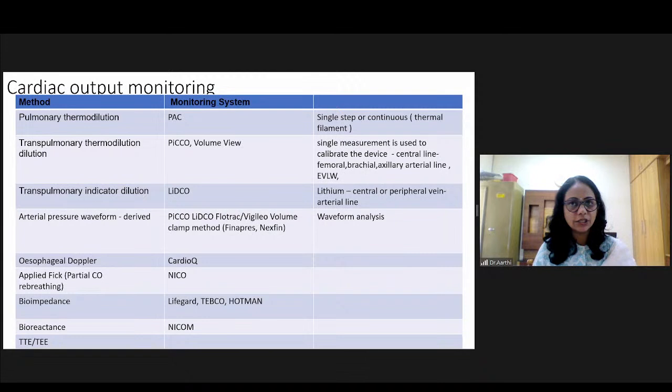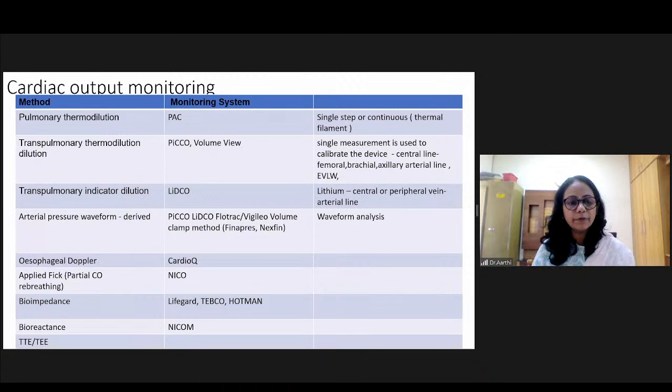And there are other monitors where we assess the cardiac output through arterial pressure waveforms. The LiDCO device, FloTrac and Vigileo use these algorithms. There are different waveform algorithms which are computed and analyze the area under the arterial line curve, and just give the stroke volume and hence the cardiac output of the patient.